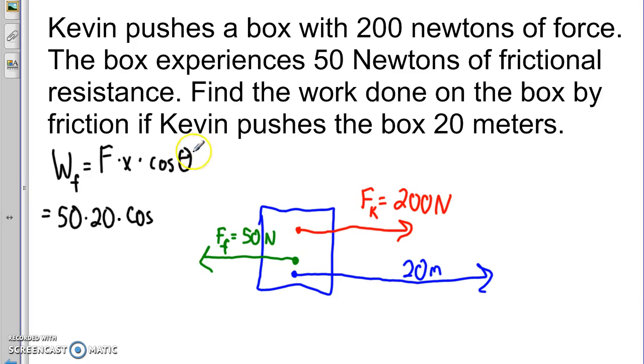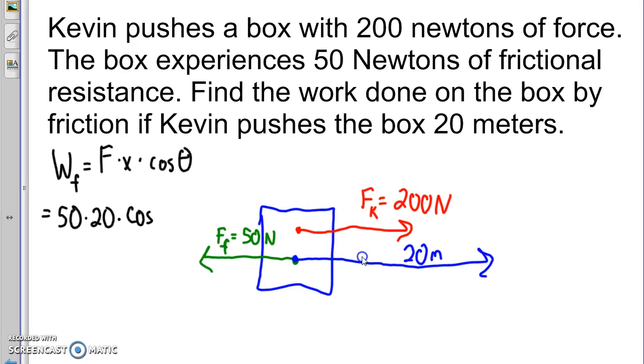Well, again, this angle is the angle between the force vector and the displacement vector. We're talking about friction, so I'm looking at the angle between this vector, the green vector, and the blue vector. And what do you think that angle is? I've found in the past that sometimes people want to say that angle should be 0 degrees, but no, because they're opposite directions, right? And so that angle is actually 180 degrees.